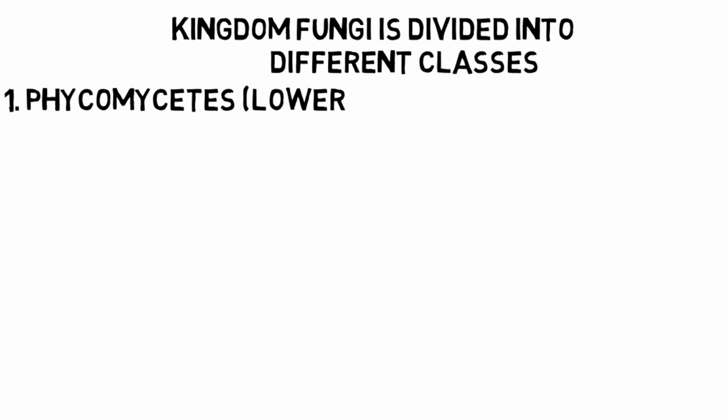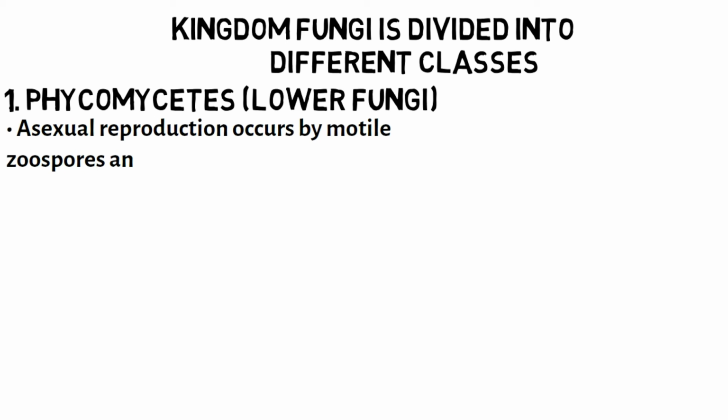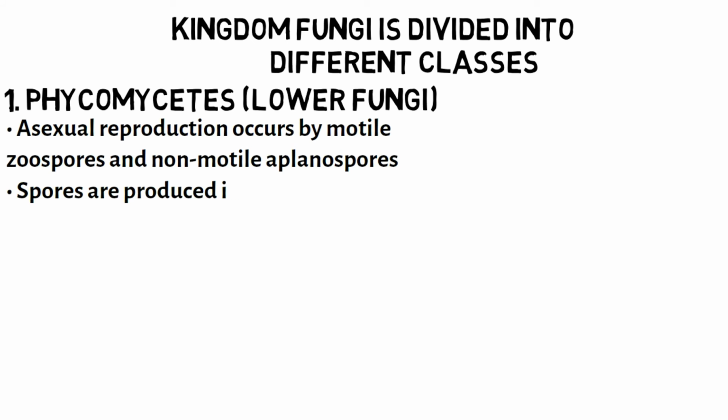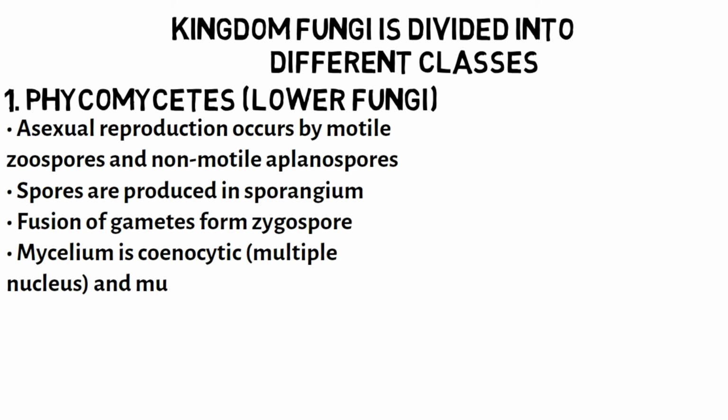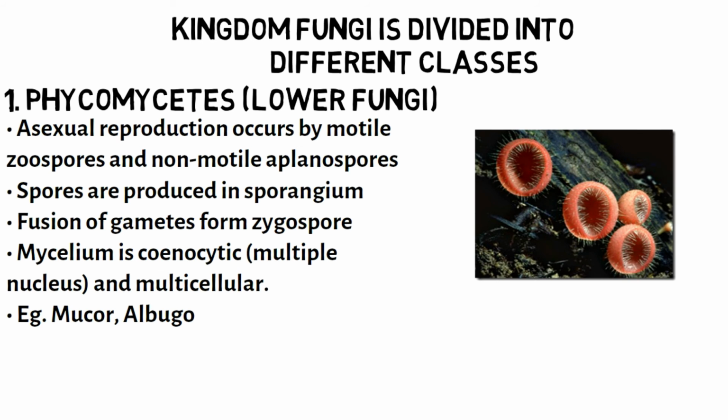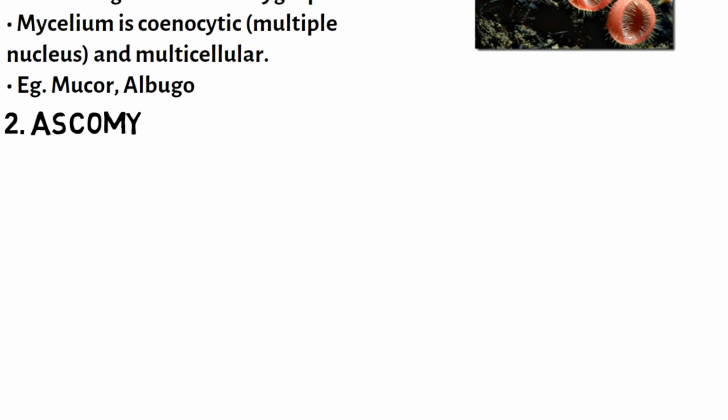Phycomycetes, lower fungi. Asexual reproduction occurs by motile zoospores and non-motile aplanospores. Spores are produced in sporangium. Fusion of gametes forms zygospore. Mycelium is coenocytic, multinucleate, and multicellular. E.g. Mucor, Albugo.